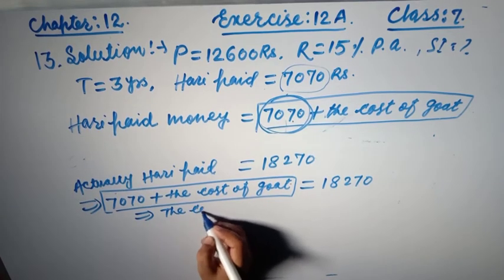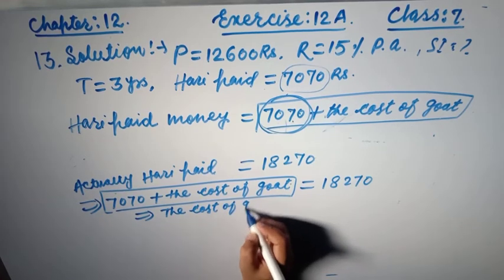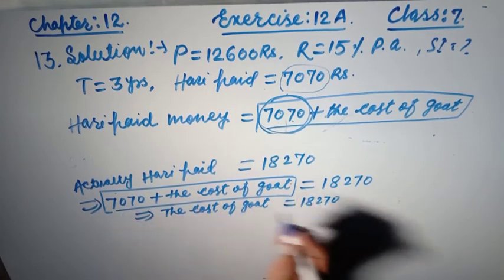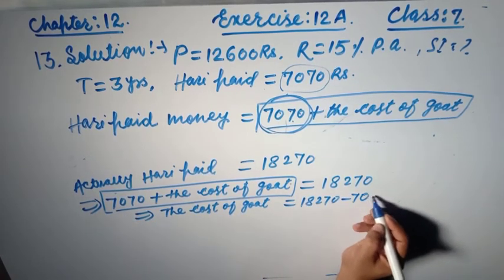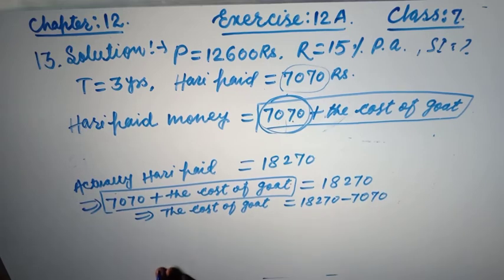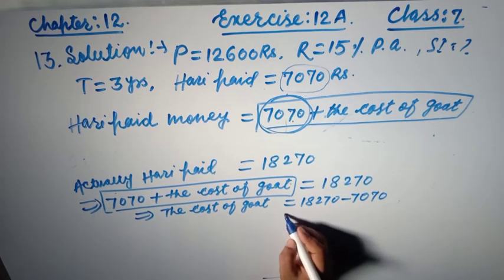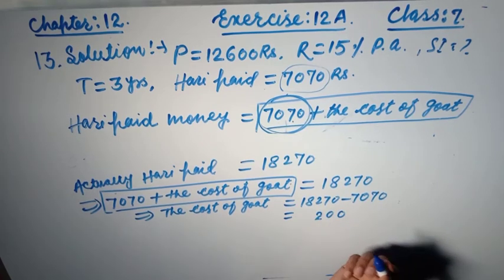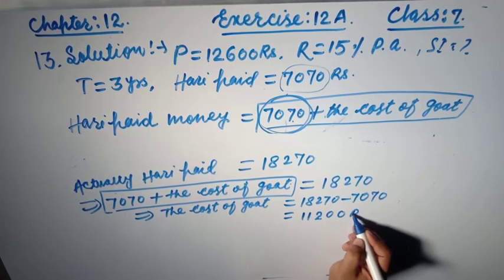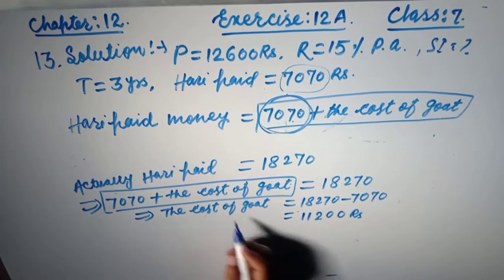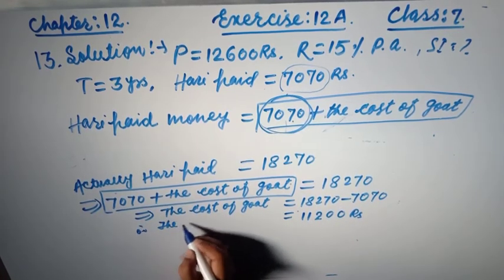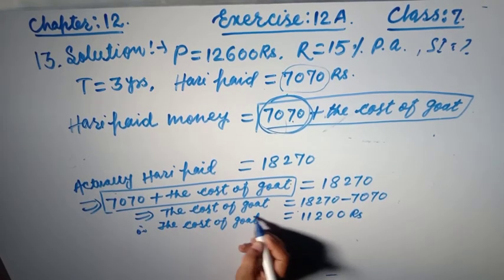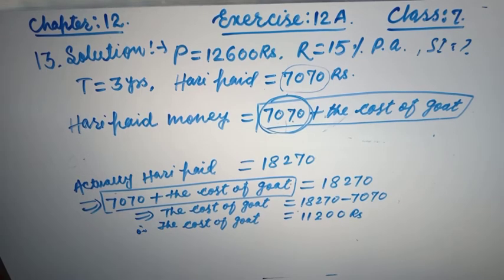The cost of goat is equal to 18,270 minus 7,070, because 7,070 will go to the right hand side with the negative sign. So the answer is, this is 0, this is 0, here is 2, and now this is 11 rupees. So the cost of goat is equal to 11,200 rupees.